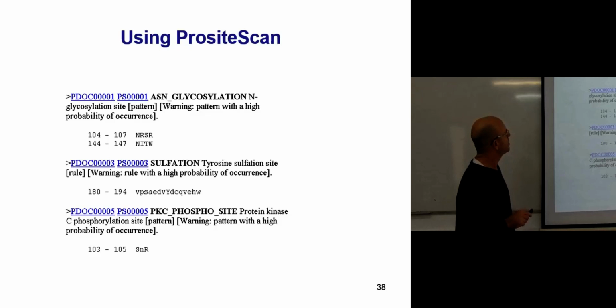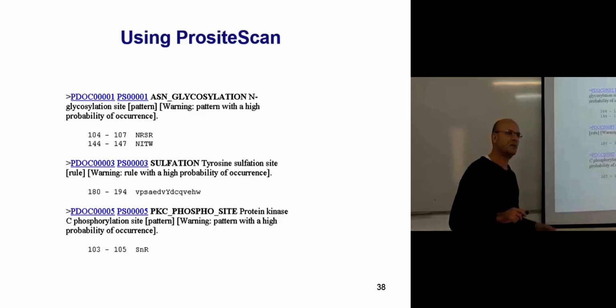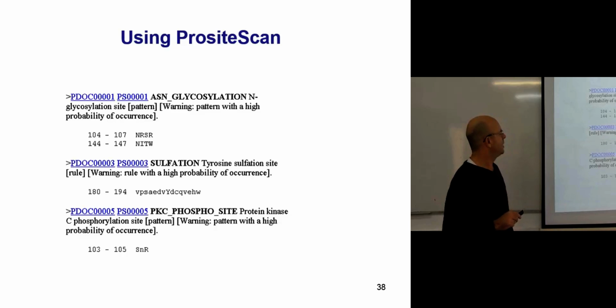Okay, so we had two instances actually. In this case, one in position 104 until 107, and one in 144 until 147. And you see that the letters of the two instances are actually different in sequence. This is because the pattern itself is degenerate, so it's not a fixed sequence. Okay. And you see that the same query protein included several PROSITE results, one for glycosylation, one for sulfation, and one for a protein kinase phosphorylation site.